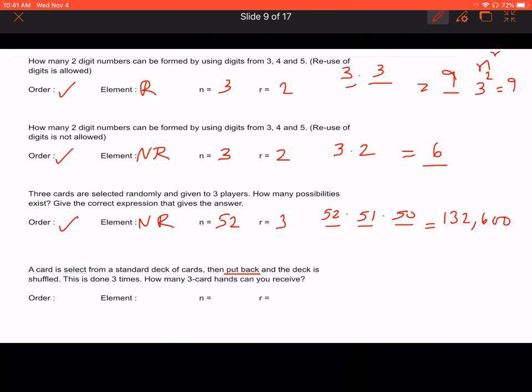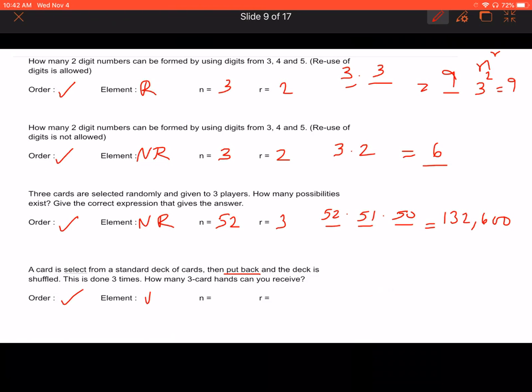Okay. So next, a card is selected from a standard deck of cards, then put back and the deck is shuffled. This is done 3 times. How many 3 card hands can we see? So it clearly says it's a card problem, so order matters. And the elements we are going to put back every time we take out the cards, right?